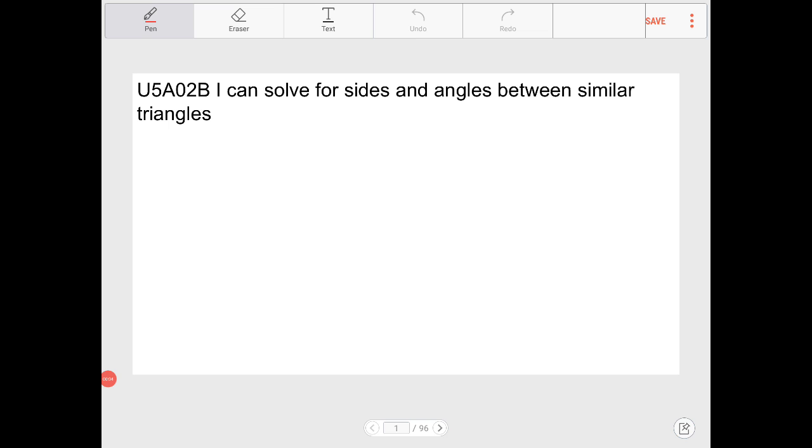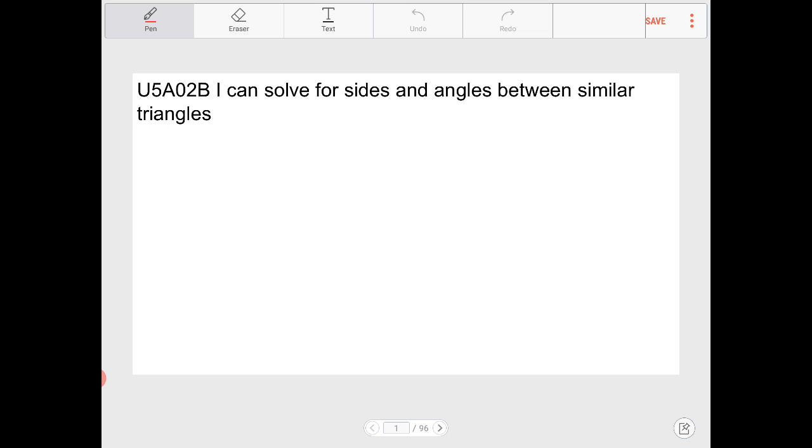By the end of the lesson, you should be able to say, I can solve for sides and angles between similar triangles. So I have not given you a formal definition for what similarity is yet. So let's do that right now, actually. We've been working on a working definition. We have some sense of what similarity is based on previous lessons.